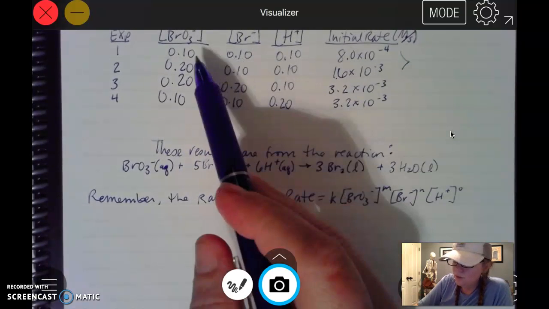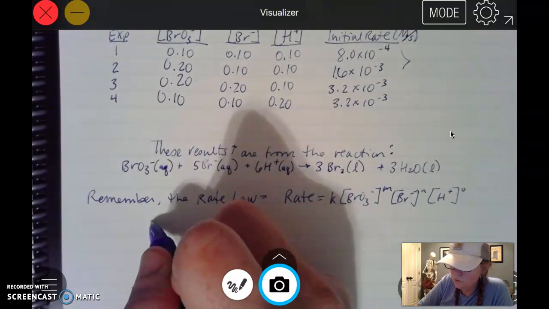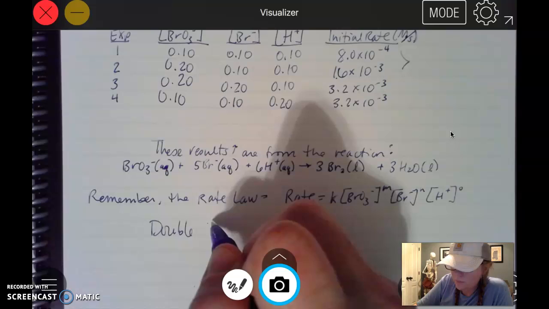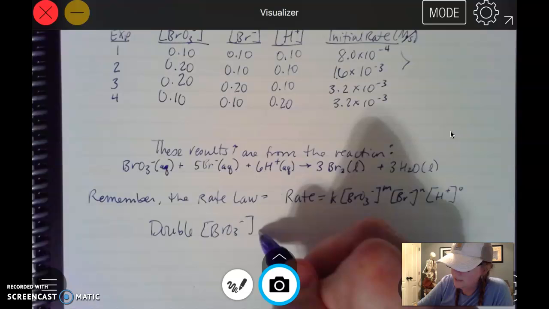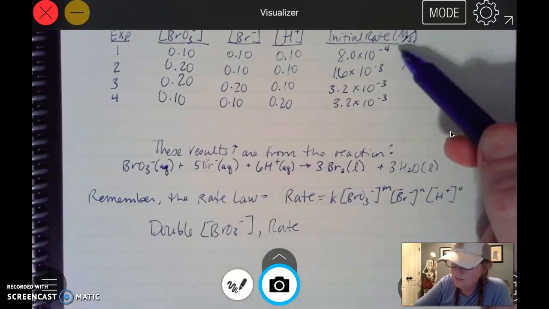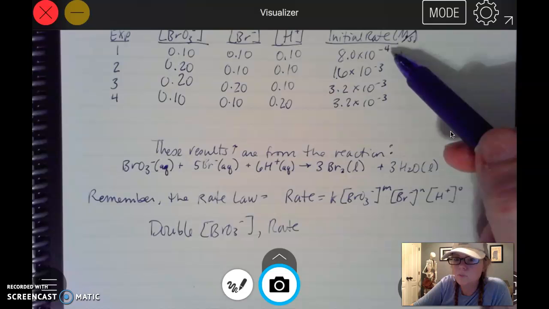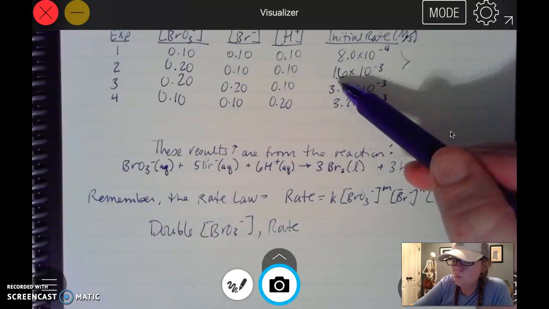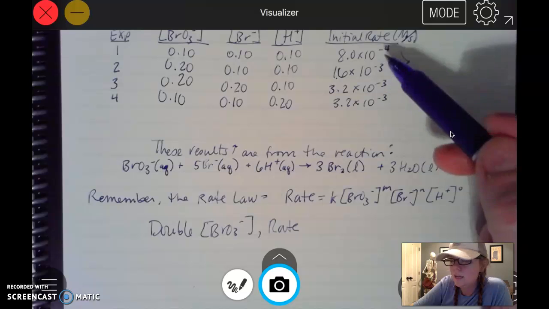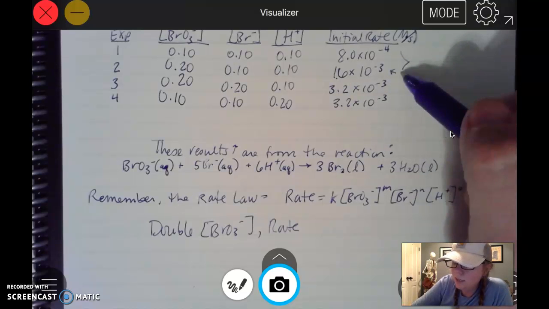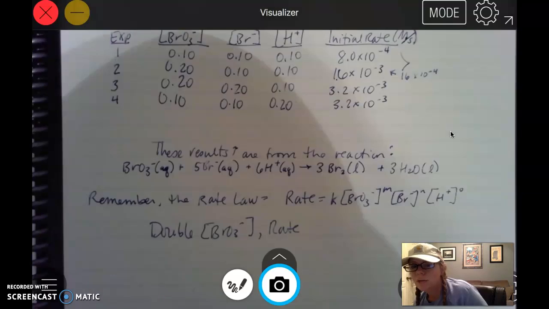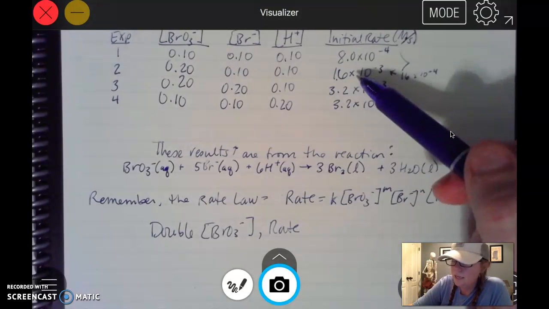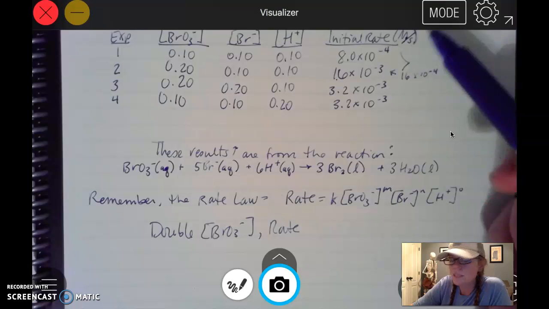Okay, so for the bromate, when I double the bromate concentration, what is the effect on the rate? Well, the rate goes from 8 times 10 to the minus 4th molarity per second to 1.6 times 10 to the minus 3. When I look at that, my brain automatically changes that to 16 times 10 to the minus 4th. And then you can see what happened. If you aren't sure, put it into your calculator. Take the larger one, divide it by the smaller one, and you'll see that it doubles.